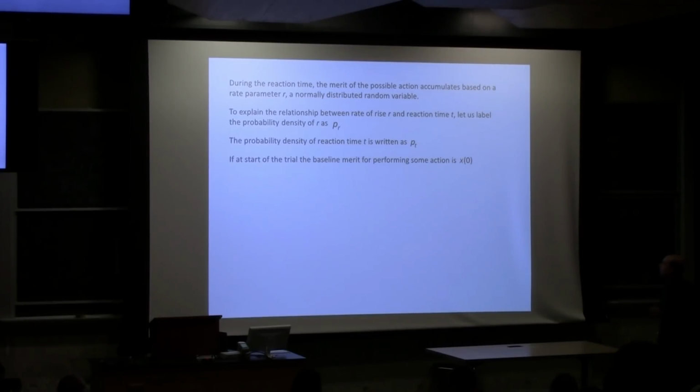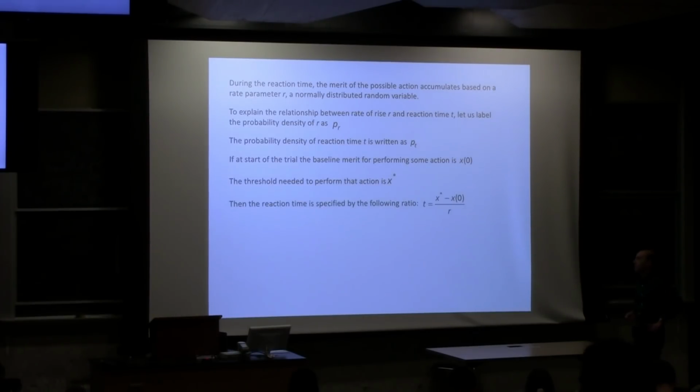And we're going to have some starting position. So our merit is x0, which means basically at time 0, how much prior knowledge I have about where the stimulus is going to appear. So if you can completely predict where it's going to be and when it's going to be, you don't need any evidence for it. You can just get there. So x0 is the initial condition for the merit of performing the movement. And you're going to have to get to threshold, x star. So here's how much time it's going to take you to get there. You're going to need to get to x star. You're going to start at x0. You're going to rise with the variable r. And the simple division tells you how long it took you.